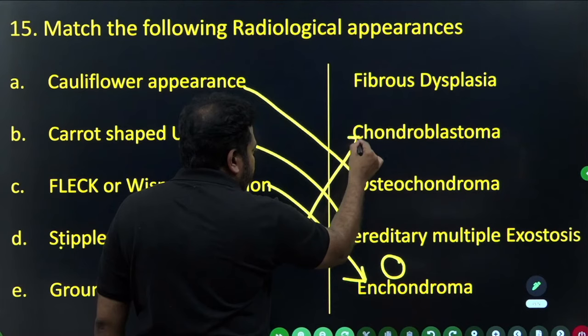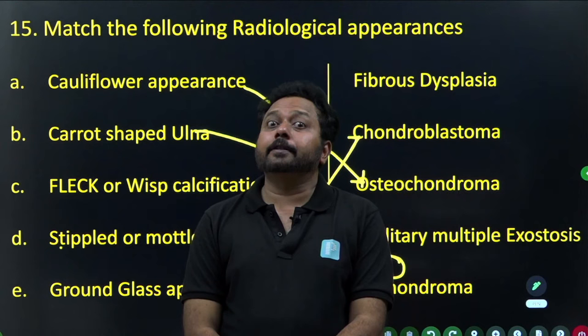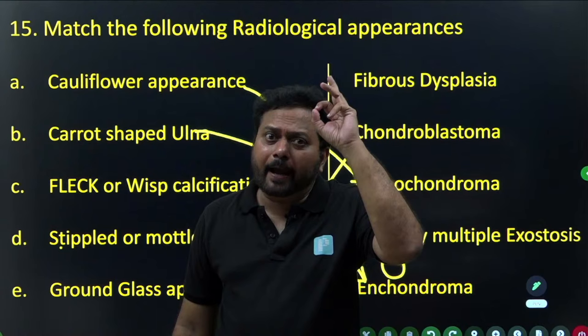Chondroblastoma is a benign bone tumor which affects a child, usually around age 10. Where does it affect? The epiphysis. So, an epiphyseal osteolytic lesion in a child is chondroblastoma. An epiphyseal osteolytic lesion in a 35 or 40 year old man is giant cell tumor. Giant cell tumor is also called osteoclastoma.